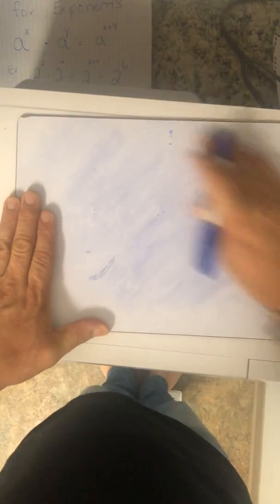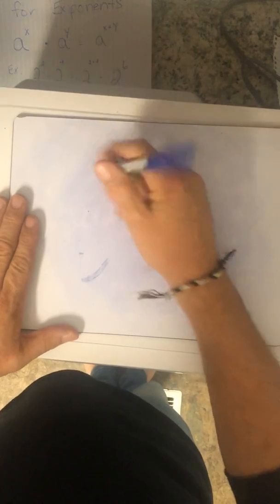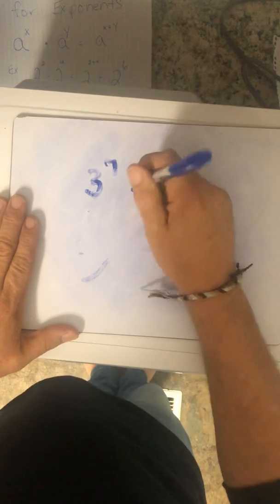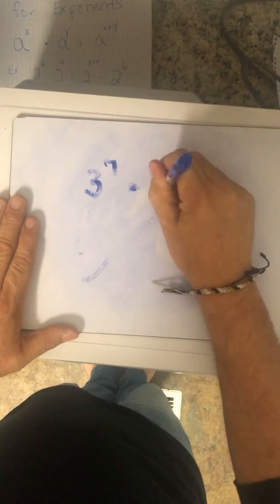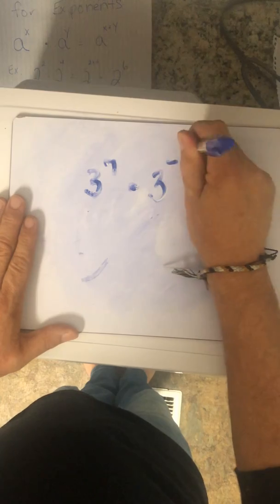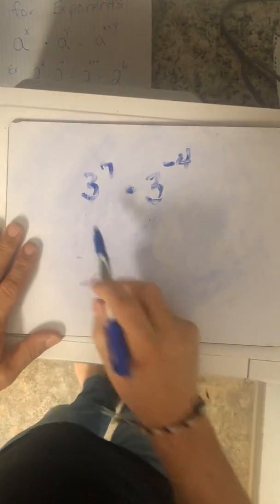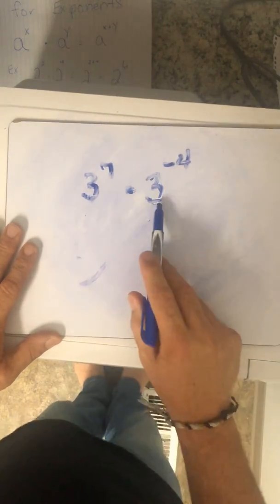So let's do an example. Now we're just simplifying 3 to the seventh times 3 to the negative 4. Okay, step 1 says make sure that the bases are the same. So I have a base of 3 and a base of 3. Because my bases are the same, I can go ahead and proceed with the law, and I can use the multiplication law to simplify this.